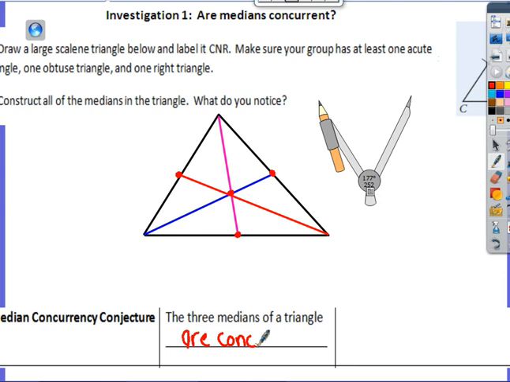So I want you to write that, please. That is the median concurrency conjecture. Say that 5 times fast. That's not the hardest one, but median concurrency conjecture. See if you can say that 5 times fast. Write that down and move on.